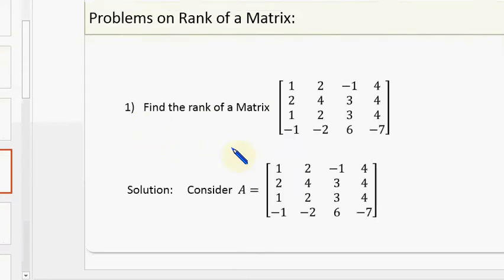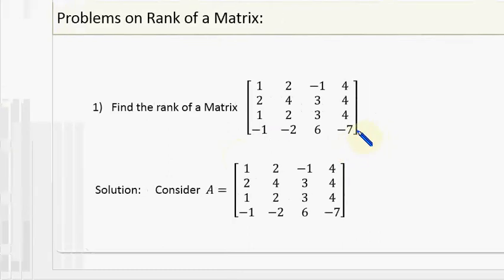The first problem, rank of matrix. This one is a 4 cross 4 matrix. You can observe the principal diagonal elements here are 1, 4, 3, minus 7. Below the principal diagonal elements, we should make 0. Here the leading element is 1, so below that leading element we make 0.